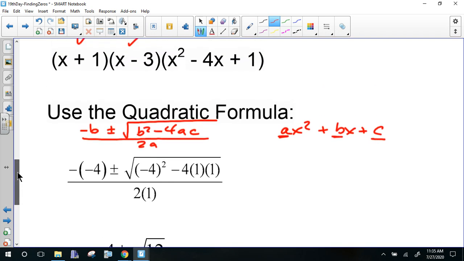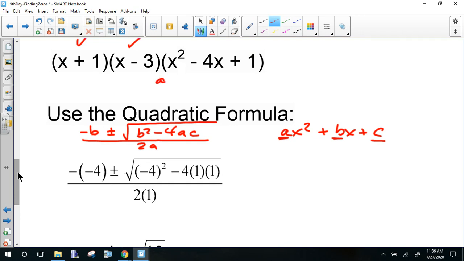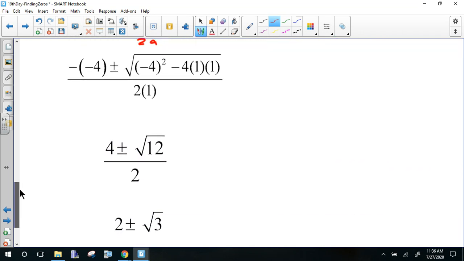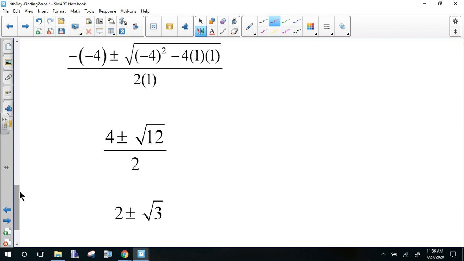So my a in this one is a 1. B is a negative 4. C is a 1. So I'll plug all those numbers in. And I get it down to 2 plus or minus the square root of 3. Well, how did I get there? The negative b is negative of negative 4. That's a positive 4. B squared minus 4ac worked out to be 12, but it's the square root.